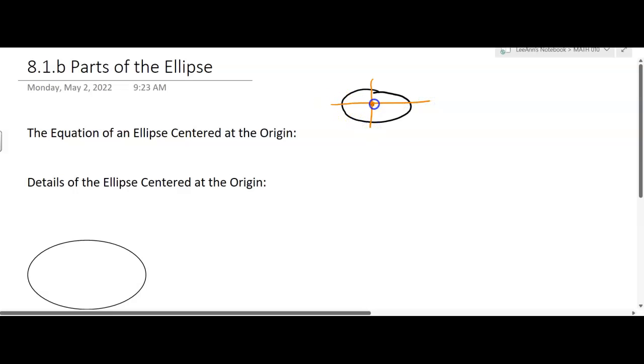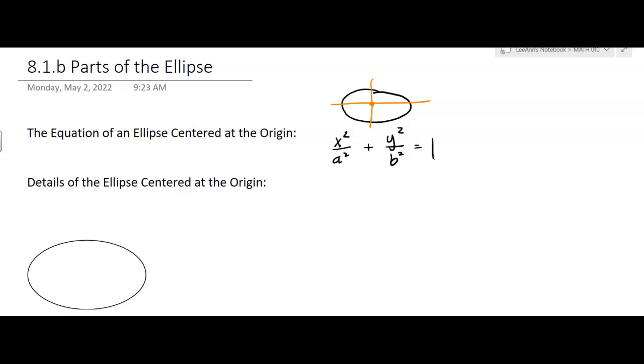Okay, so that's the center. It's not drawn very well. The next picture will be better. But an ellipse that goes like a pancake, a flat one, has the equation x squared over a squared plus y squared over b squared equals 1. That is the standard equation for an ellipse centered at the origin that makes the pancake shape.